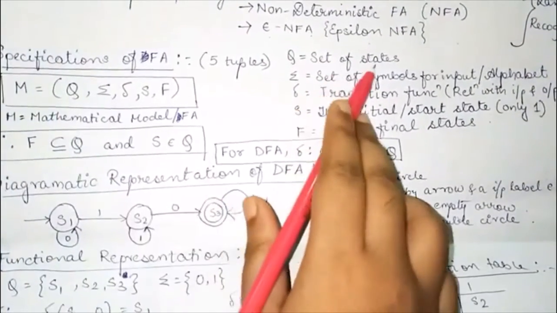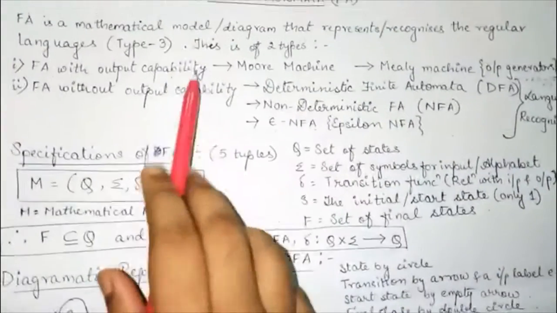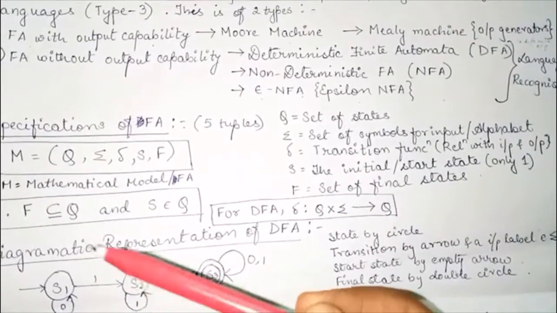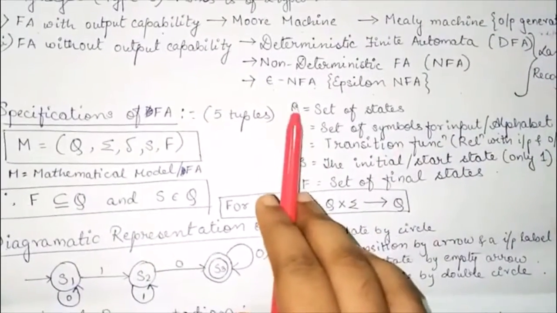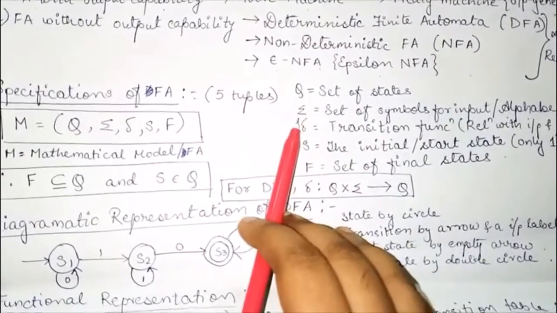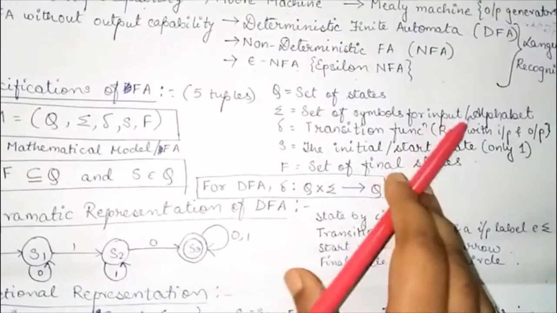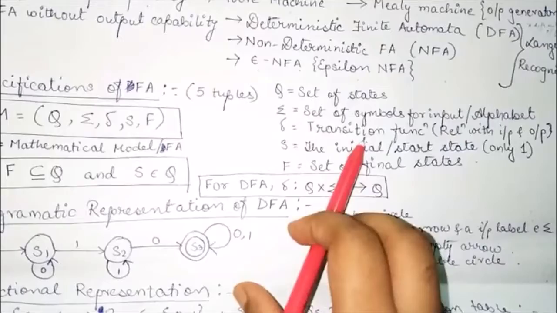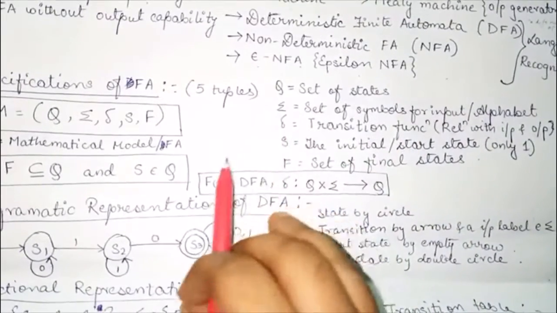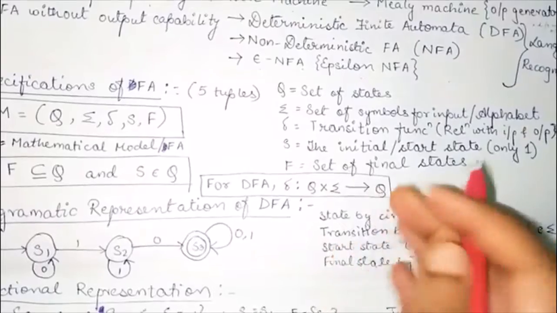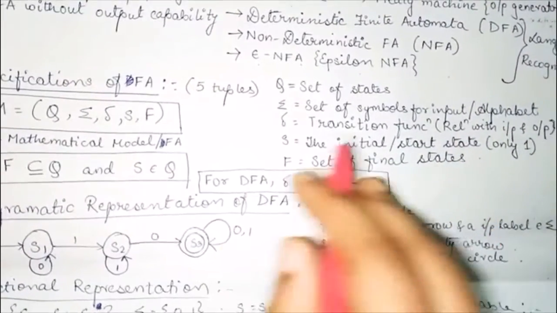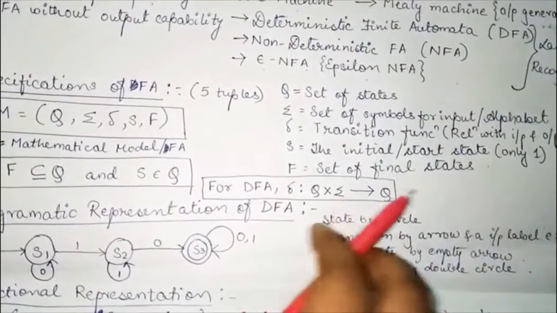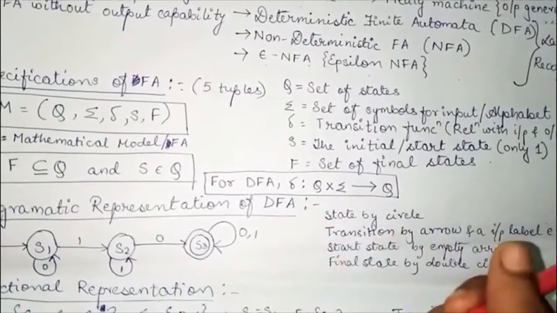Q is the set of the states or phases. In our mathematical model, we will do transition from one state to another. So Q is the set of states. Then sigma, as we had read earlier, is the alphabet or the set of input symbols. Then del is the transition function, that is the relation of the input with output. This function or transition table will relate the input symbols with the output states in case of DFA.